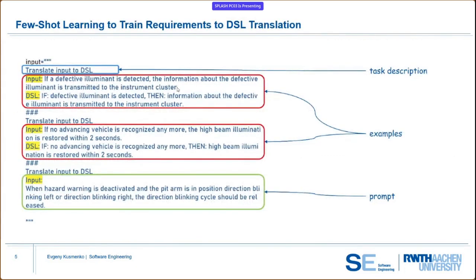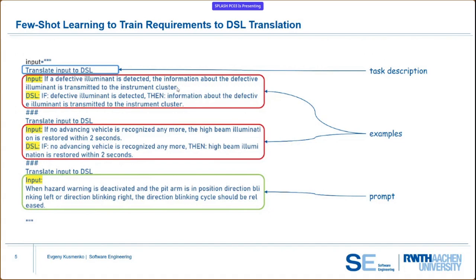And having come up with such a simple DSL, we now would have to translate some requirements manually in order to be able to teach the neural language model how to translate them in the future. And this is how we do it. So basically, in the red boxes, you see the translation pairs where the input is followed by an informal requirement, and the DSL part is, so to say, how this should look like in our model.